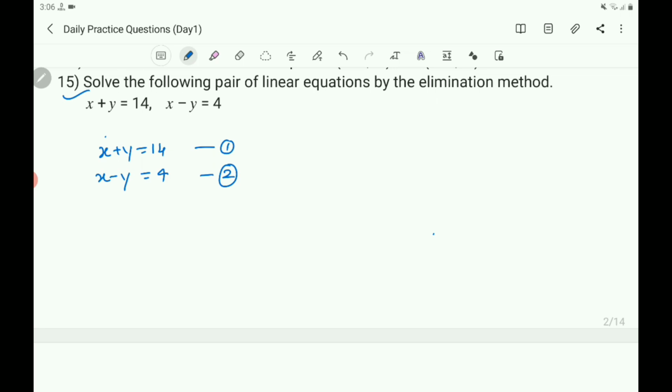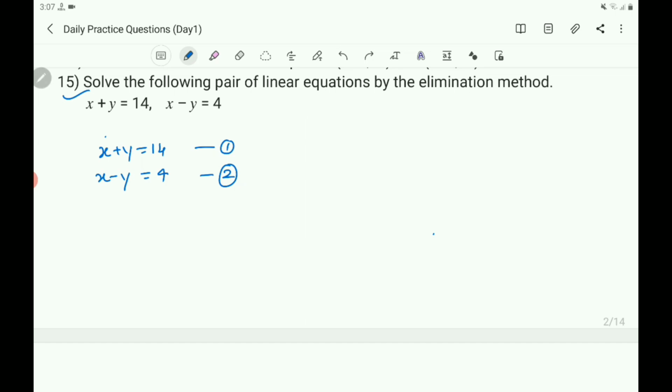Here we have to eliminate any one of the variables, and it is easy to eliminate the variable having the same coefficient directly. Now you observe the coefficients of each variable in both the equations. Here the coefficient of x is 1, here also the coefficient of x is 1, and the coefficient of y is 1, here also y is 1, but they are with the opposite sign. Now you can cancel any one of the variables easily.